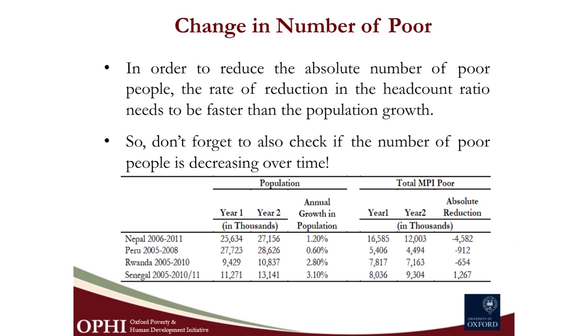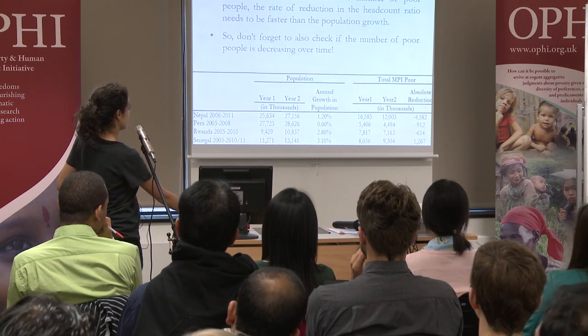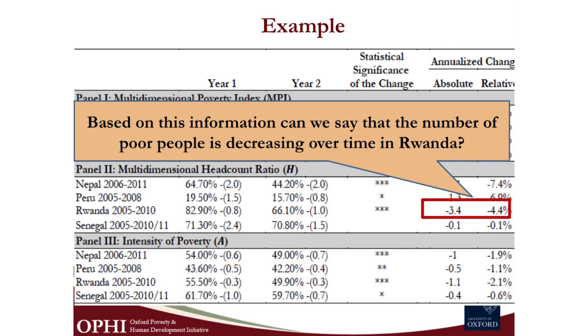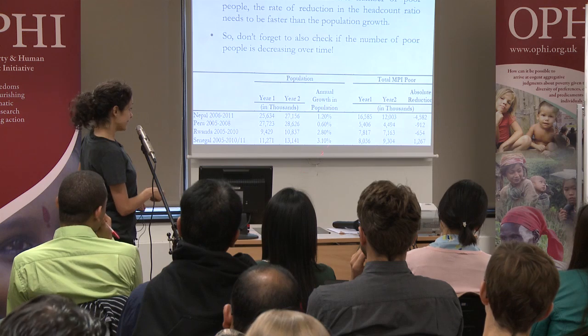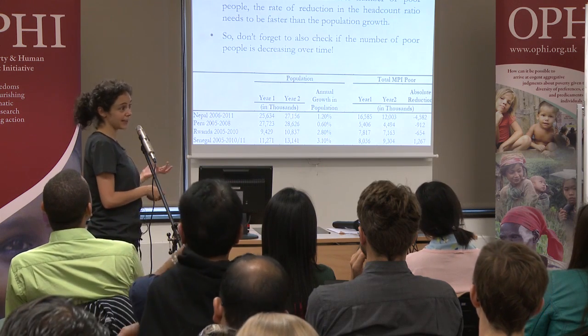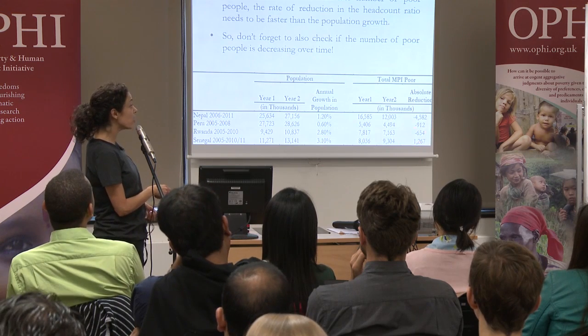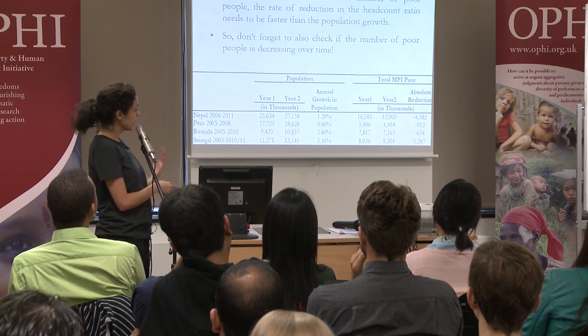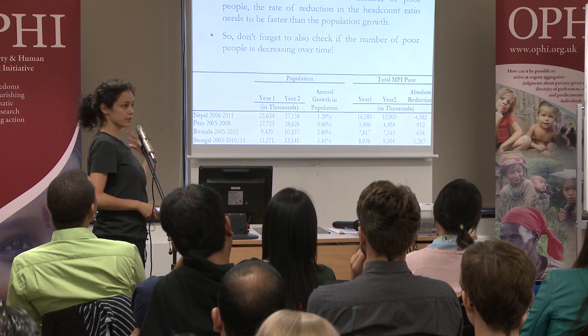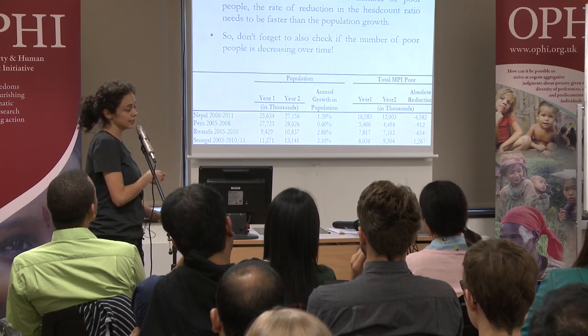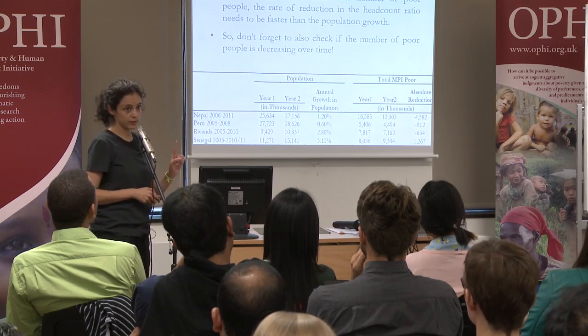So don't forget to check that. When you are doing your work, also look at the number of poor. In our case, Senegal was not statistically significant, but they had a reduction in the incidence. They also have a high rate of population growth. So in Senegal, the number of poor actually went up in the period. In the other countries, no. They reduced incidence and they also reduced the number of poor. In Senegal, not. So be aware.